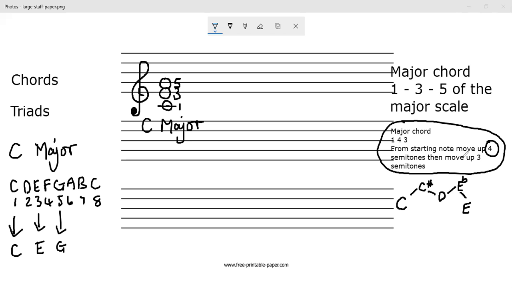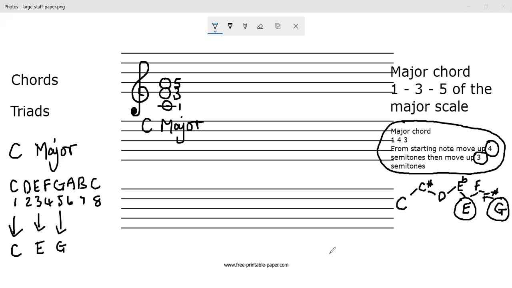Then it says we move up 3 semitones. So from E, we would move up 1 semitone to F, 2 semitones to F sharp, and then 3 semitones would take us to G. So we move up 4 semitones from the first note, which would give us E, and then we move up 3 semitones to the next note, which would give us G. It would give us exactly the same chord, and we can do that with any starting note.